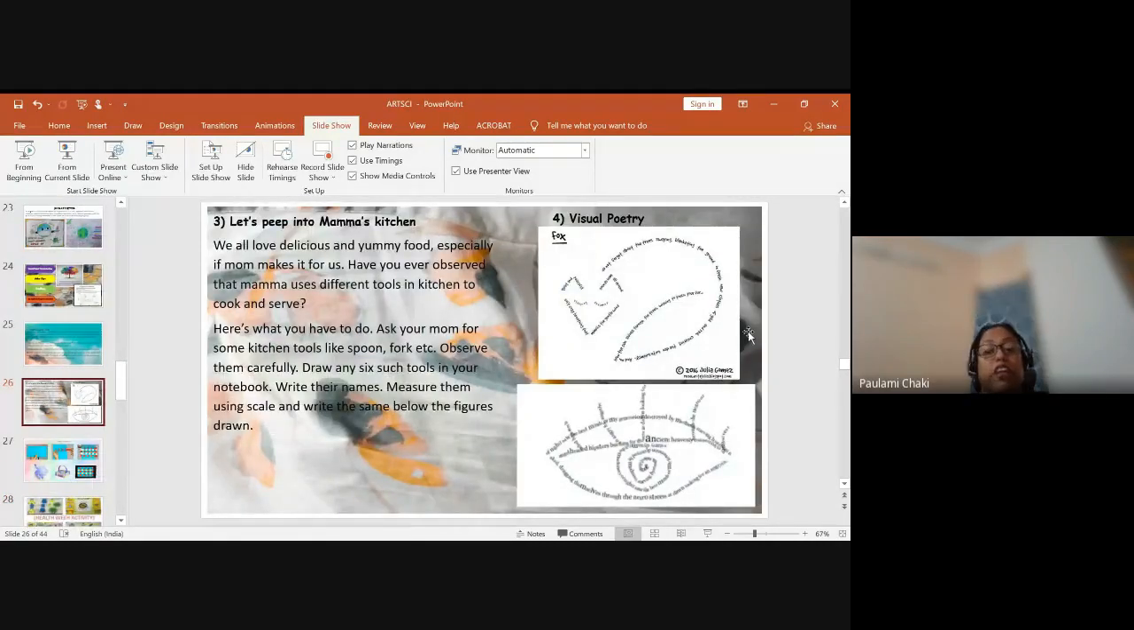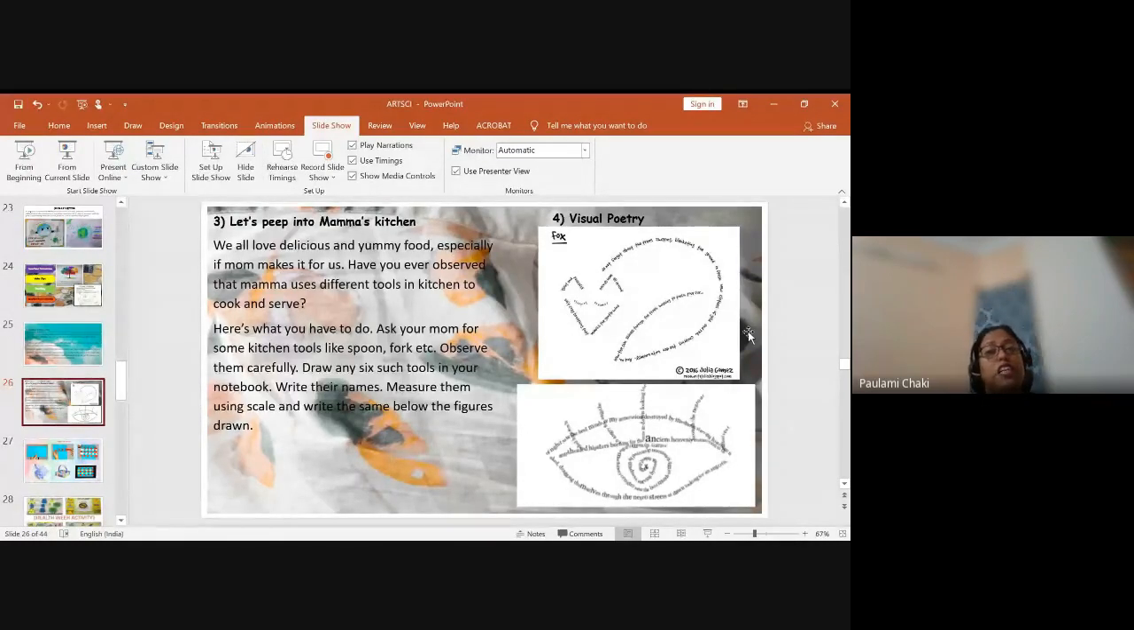Then this one was a very good activity. Let's peep into Mama's kitchen, where I wanted to teach them about simple machines. So I took the kitchen. I said, you will go home, because that time it was an offline class. I asked them to go home and ask their mama what different kitchen tools she is using.